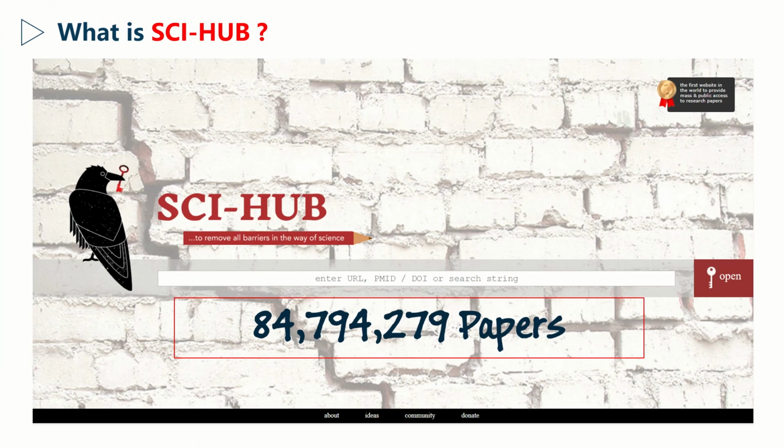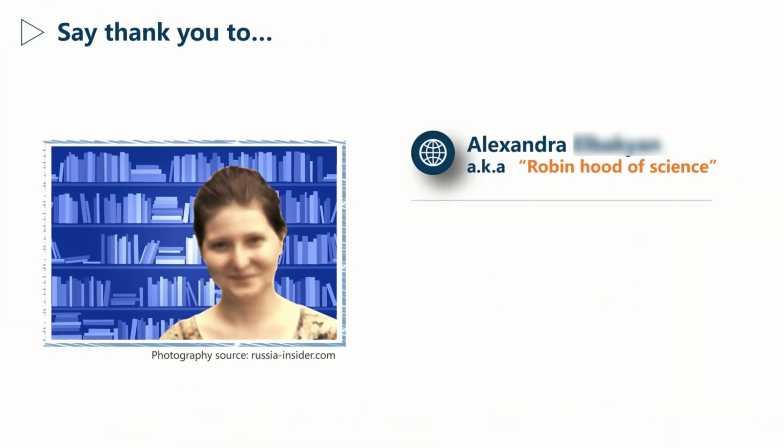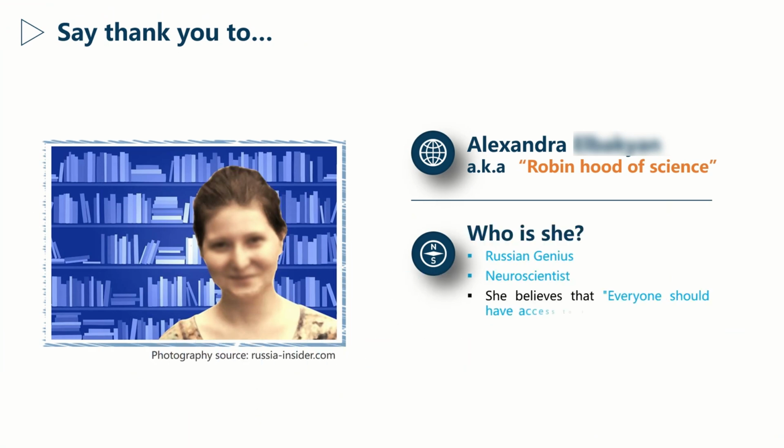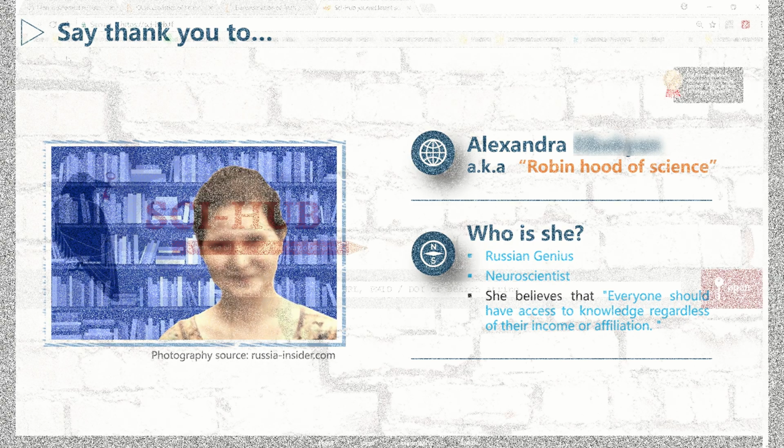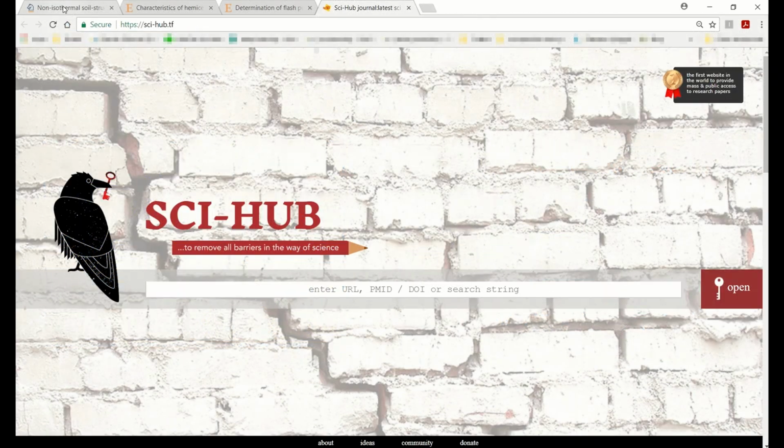But before I show you how to use it, it's important to say that we owe this platform to Alexandra, aka the Robin Hood of science. She's a Russian genius who believes that everyone should have access to knowledge regardless of their income or affiliation. That said, let's see how to download articles using SciHub.